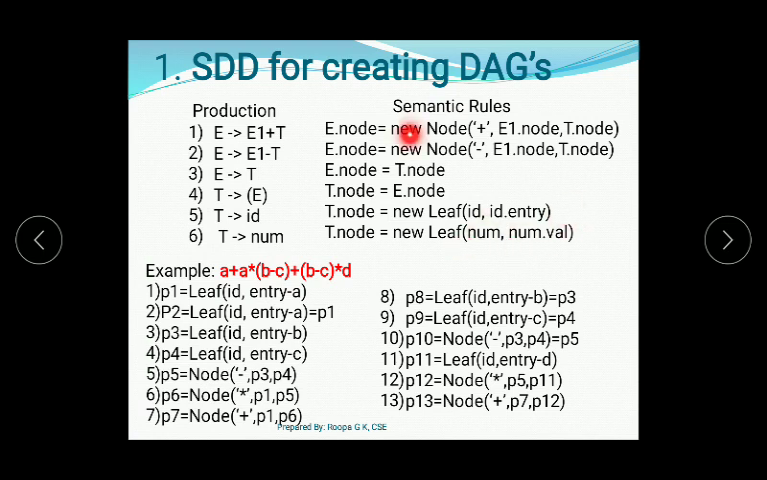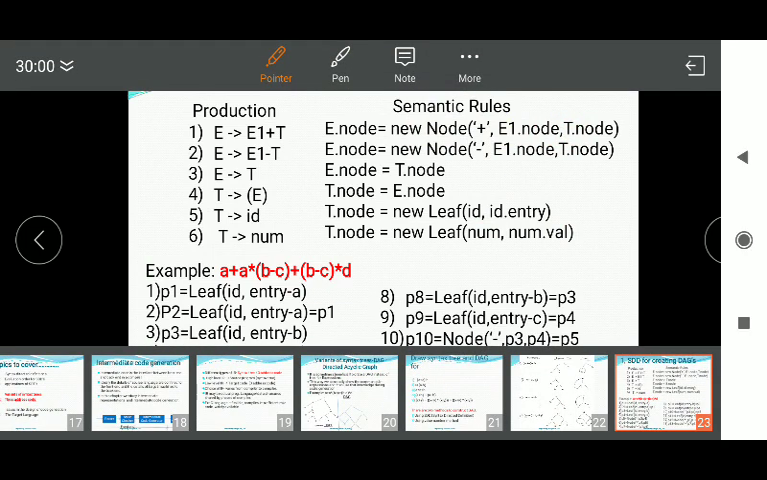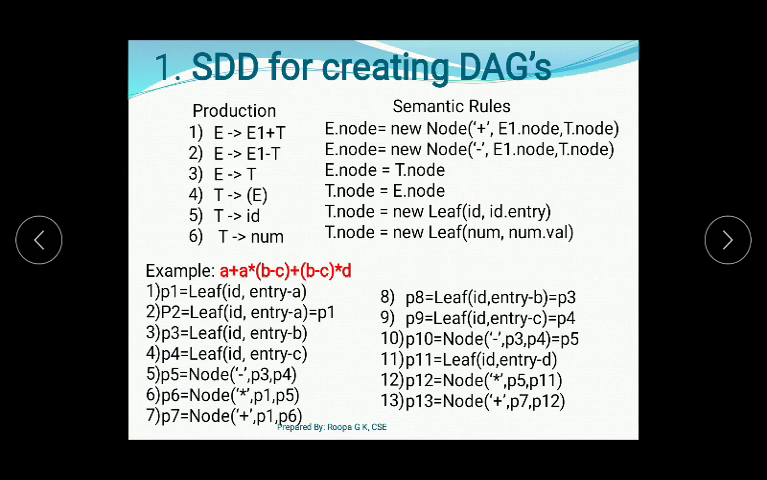Similarly, how will you create a node? New object node, then label is plus, operands are E1 and T, E1 dot node and T dot node. Okay, similarly it follows for the minus, E1 dot node and T dot node. So first consider the production, then semantic rules. So this is the SDD.